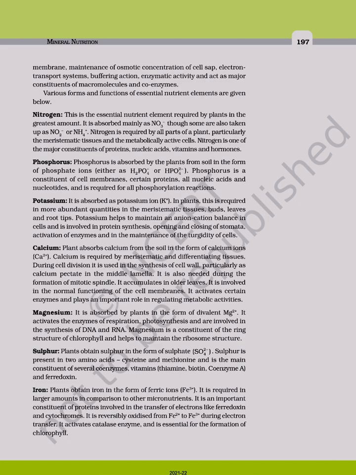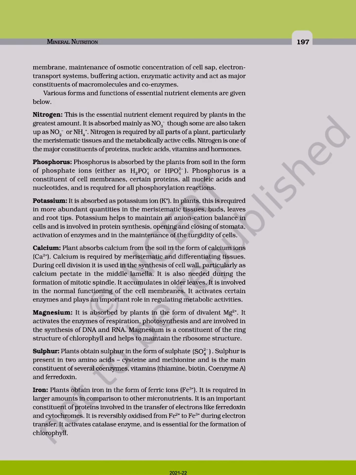Nitrogen. This is the essential nutrient element required by plants in the greatest amount. It is absorbed mainly as NO3⁻, though some is also taken up as NO2⁻ or NH4⁺. Nitrogen is required by all parts of plant, particularly the meristematic tissue and the metabolically active cell. Nitrogen is one of the major constituents of protein, nucleic acids, vitamins and hormones.